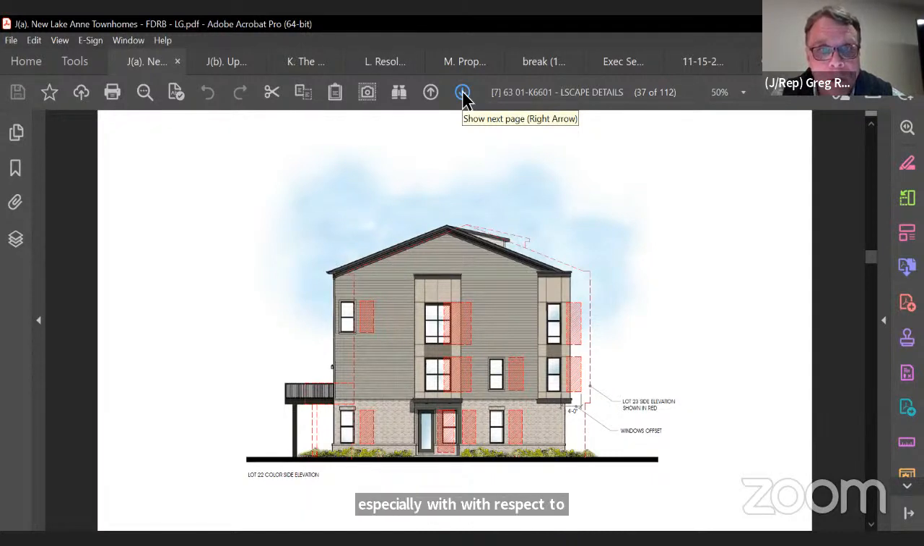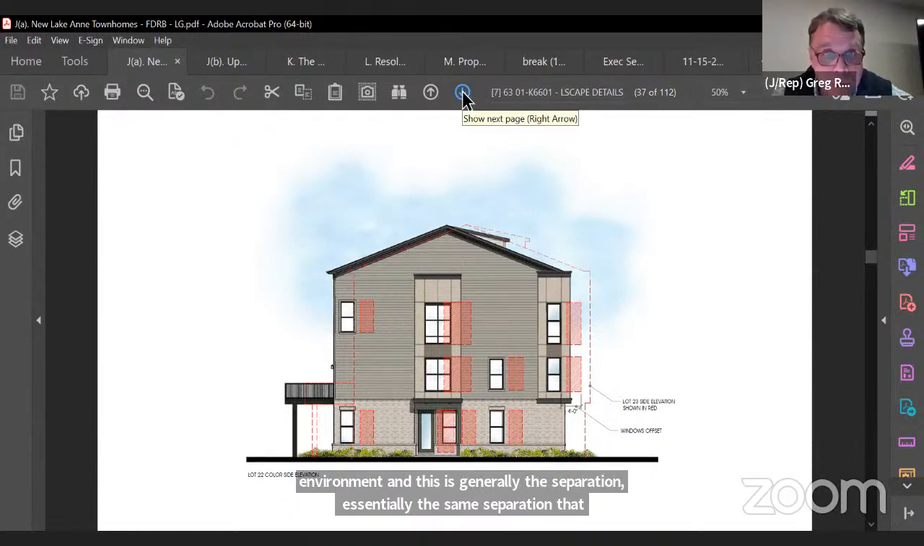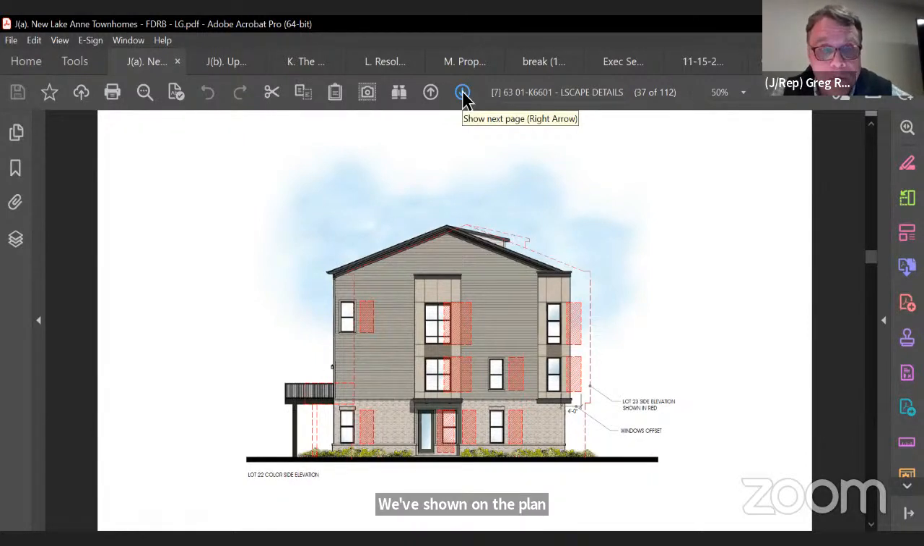But homes at this distance apart, I think probably 14, 15 feet, are not uncommon, not atypical for an urban type of environment. And this is generally essentially the same separation that was shown on the plan originally back in 2018 when this was first approved by the DRB.